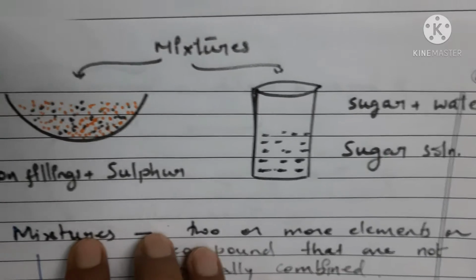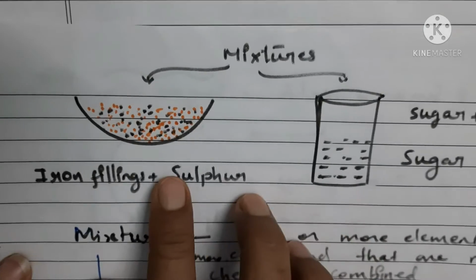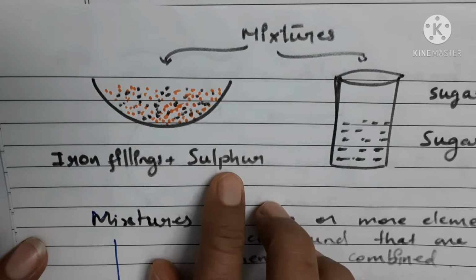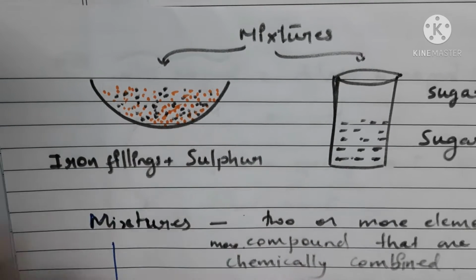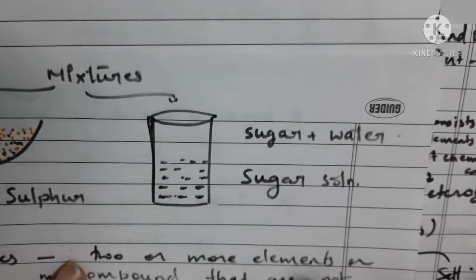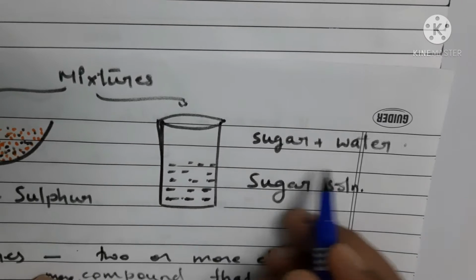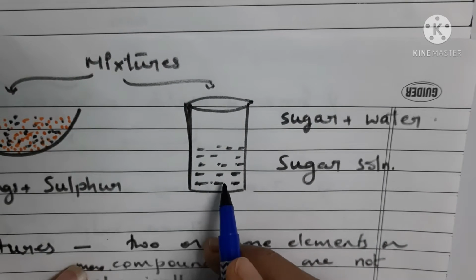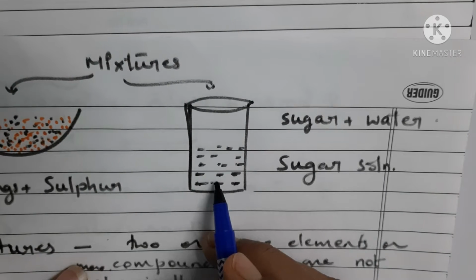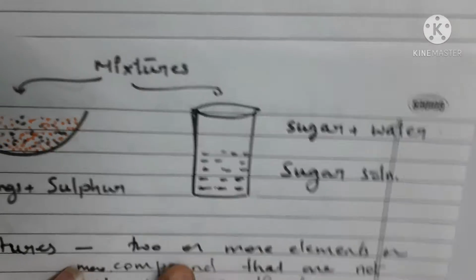See, we are having two types of mixtures with us. There are two cases. In the first case, you can see that iron filings and sulfur are there in the bowl, and in the second case you can see a sugar solution is there with us. Okay, we are having sugar solution. Now in this, sugar is completely dissolved, and after the process of dissolving, sugar disappears in the solution, right?